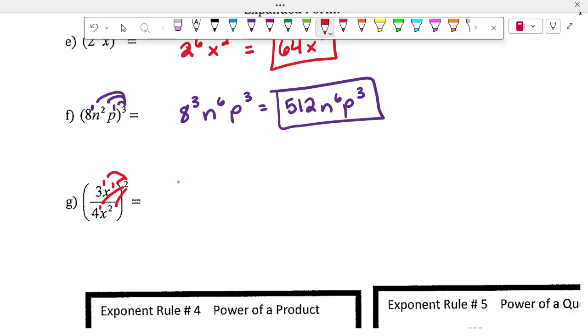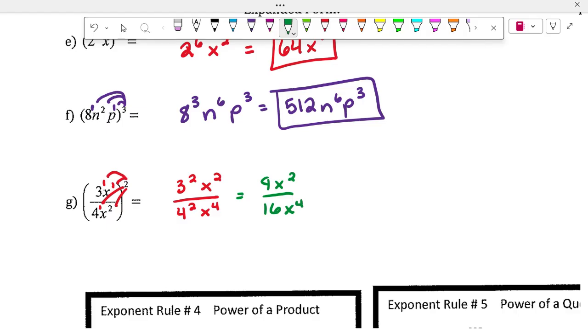So 3 to the first becomes what? 3 squared. X to the first becomes what? 4 to the first becomes what? X squared becomes what? Good. Simplify some stuff down. 3 squared is 9. So 9x squared over 16x to the fourth.